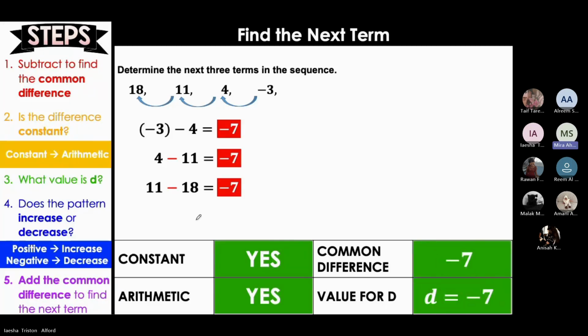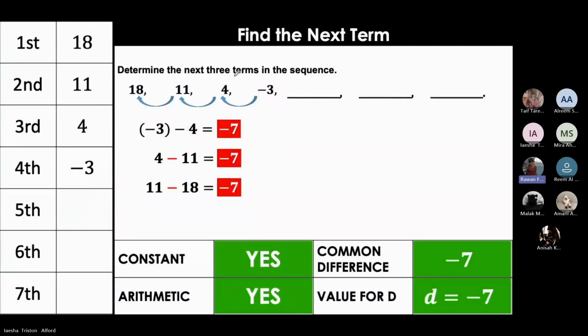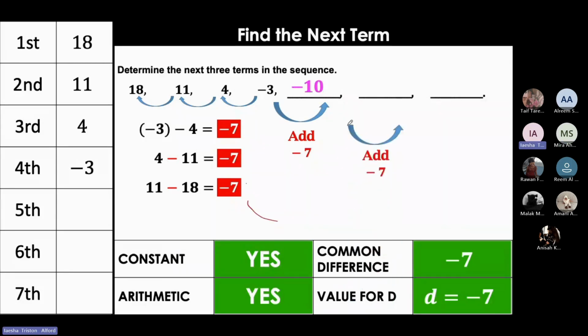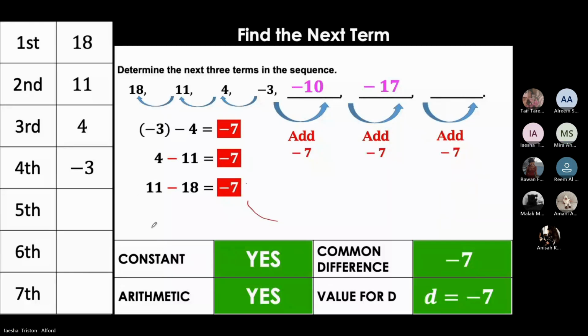Negative 7. Good. Make sure you read what they want. They want the next 3 terms. Add negative 7. So negative 3 add negative 7 equal negative 10. And negative 10 add negative 7 equal negative 17. And negative 17 add negative 7 equal negative 24. That's it.